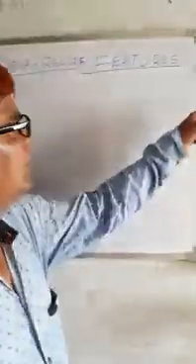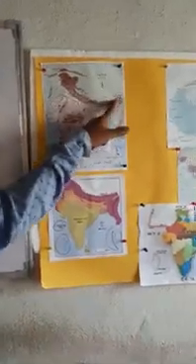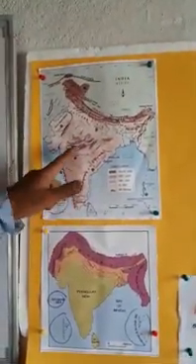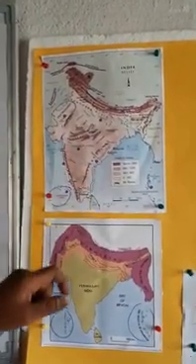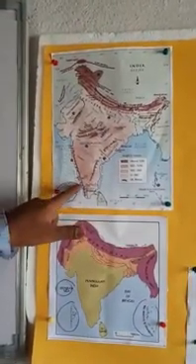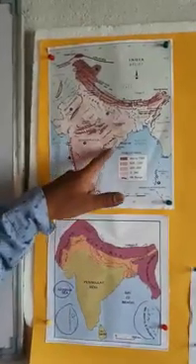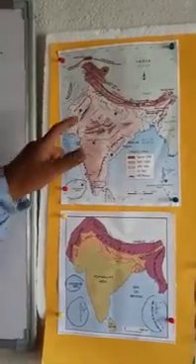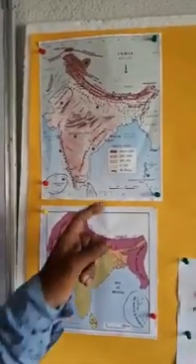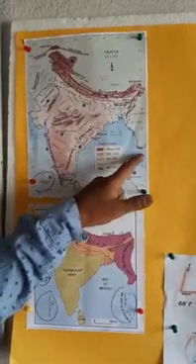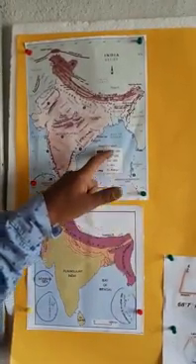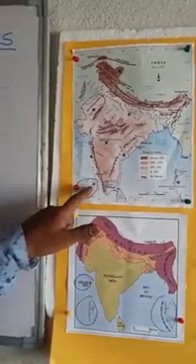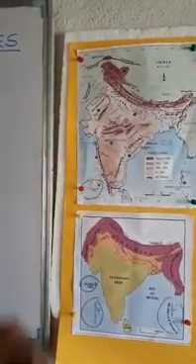Those are Himalayas, Indo-Gangetic Plain, Peninsular Plateau, West Coastal Plain and Eastern Coastal Plain, the Great Indian Desert, and the highlands: Andaman and Nicobar Highlands, which lie in the Bay of Bengal, and Lakshadweep Highlands, which lie in the Arabian Sea.